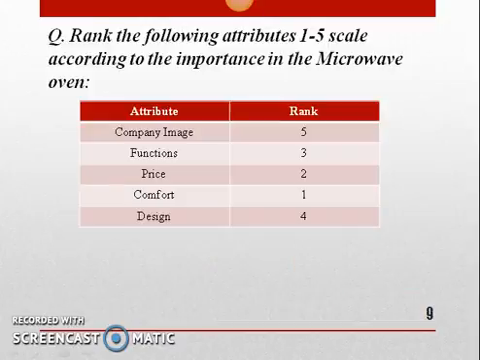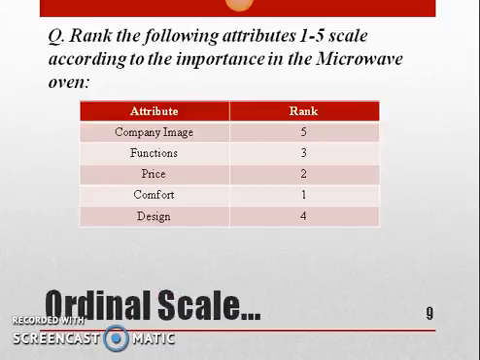In market research, we often ask the respondents to rank items, for example, a soft drink based upon flavor or color. Or another example, to rank the following attributes on a 1 to 5 scale according to their importance in a microwave oven. This is an example of ordinal scale. Now, what is ordinal scale? Ordinal scale is simply used for ranking in most market research studies.